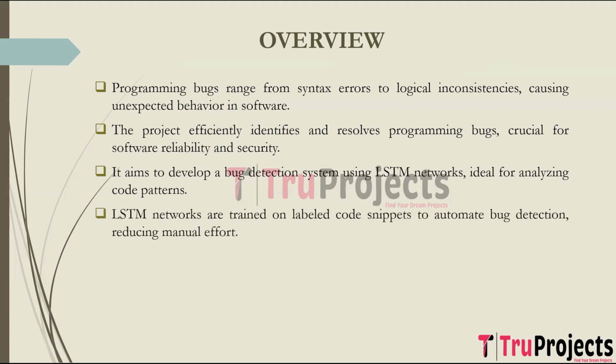The project employs LSTM networks, a form of artificial neural network that is capable of learning long-term dependencies in sequential data. By training the LSTM model on the dataset of labeled code snippets, with bugs identified, the system learns to recognize patterns indicative of bugs. This approach allows for automated bug detection, potentially reducing the manual effort required for code review and debugging.